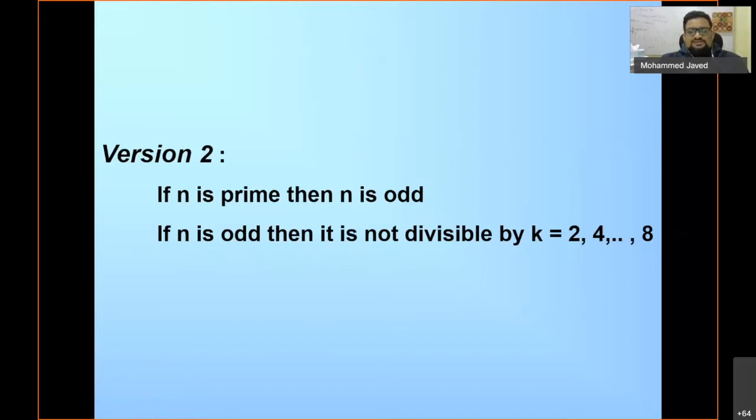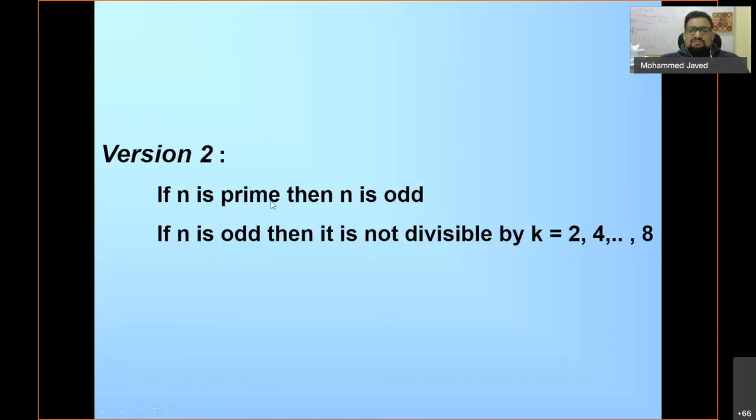Now let us design a much more efficient algorithm for this particular problem. So our problem was, once again, given a positive integer n, we have to find whether that number is a prime or not. So in version 1, what we did is that we simply took that positive integer and divided it by k. So k went from 2 up to n minus 1, and that was our algorithm version 1. Now in this version 2, if n is a prime, then n is odd, right?